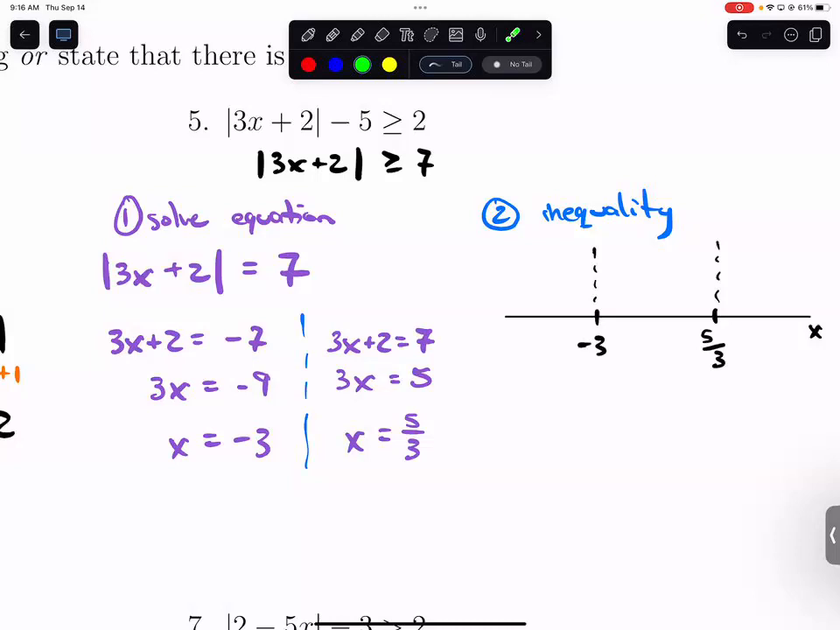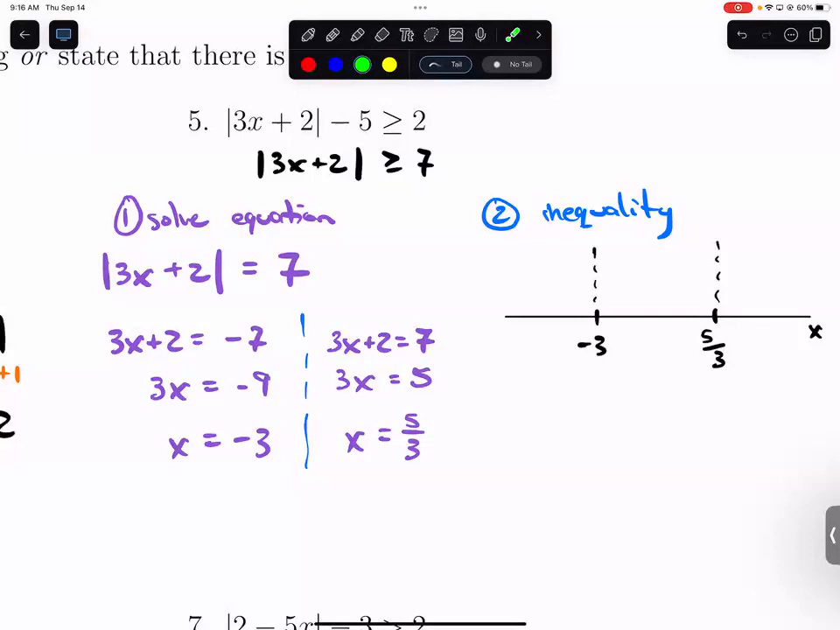So on this piece of the graph to the left of -3, is the absolute value bigger than 7? Does the graph of the absolute value, the V-shaped thing, sit higher than 7? Yeah, here it is, right? Okay, so that would be greater than here and less than here because it's below, and then greater than again out here because it's above again.